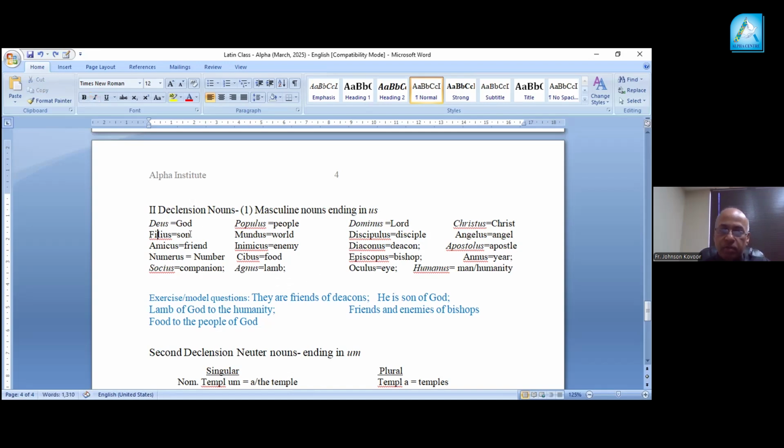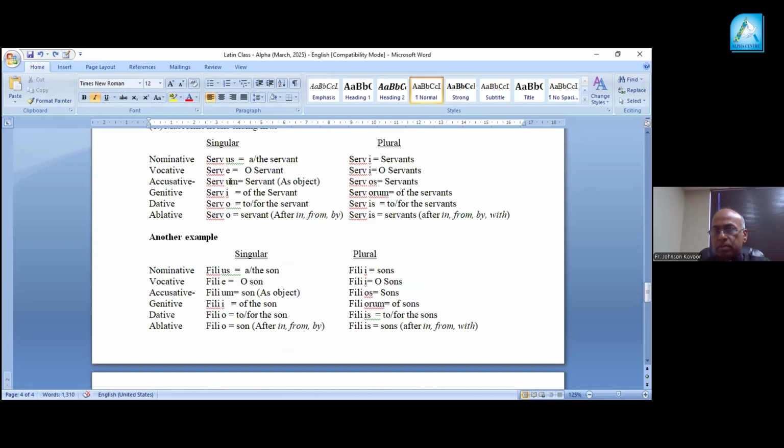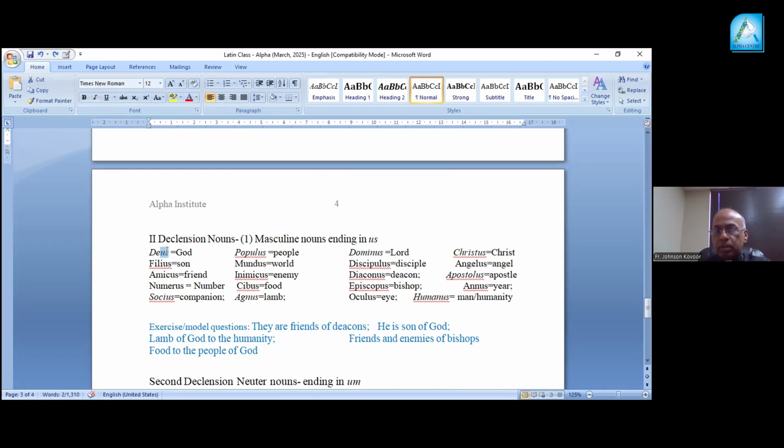Deus, God. Filius, son. Amicus, friend. Numerus, number. Socius, companion. Populus, people. Mundus, world. Inimicus, enemy. Cibus, food. Agnus, lamb. How does it become Lamb of God? Agnus. You want to avoid US, then add genitive singular I. Agnus Dei means Lamb of God.